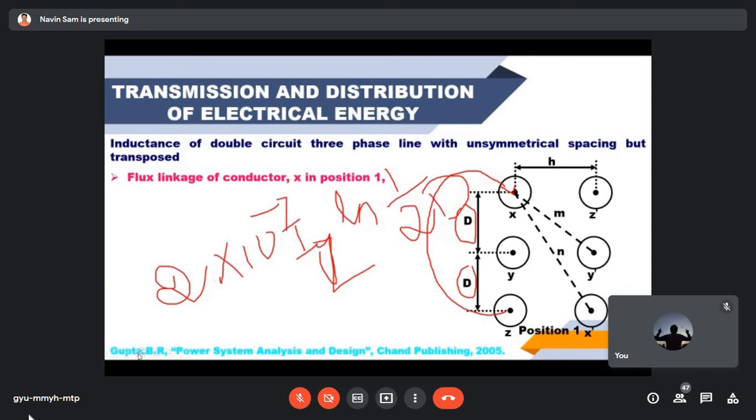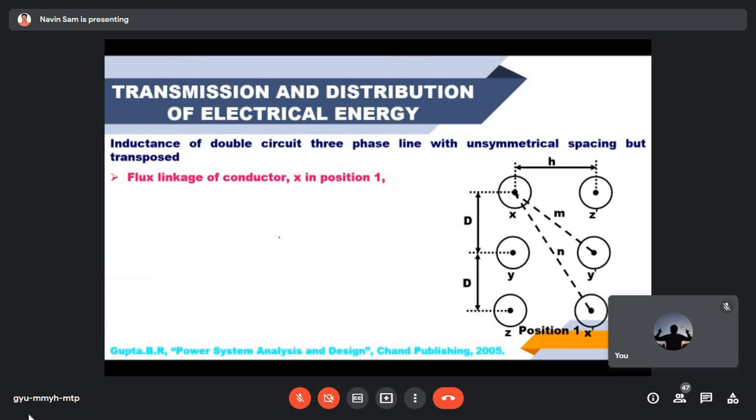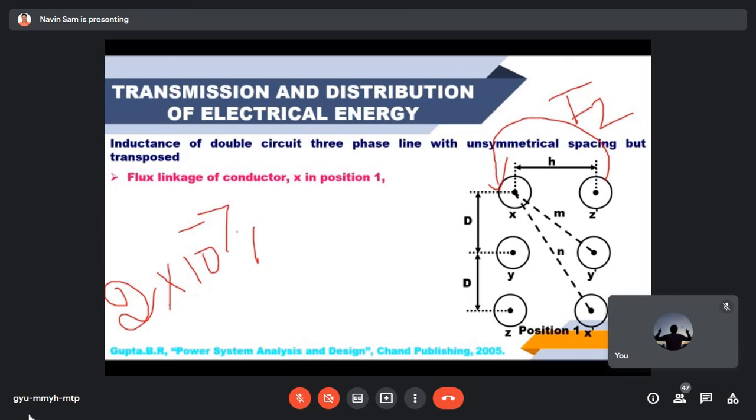Similarly, now coming to this next one, Z dash. The current flowing through Z dash is Iz. That will produce a flux and it will link with conductor X. So then, if you look at the flux linkage expression, 2 into 10 to the power of minus 7, current is Iz ln, the distance between conductor Z dash and X is assumed to be H. So 1 divided by H.